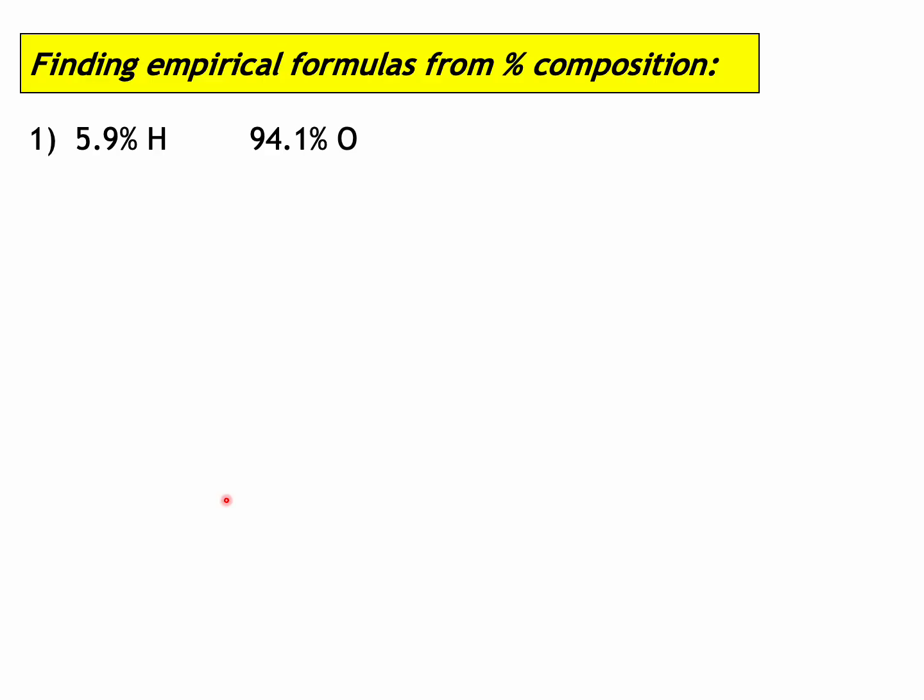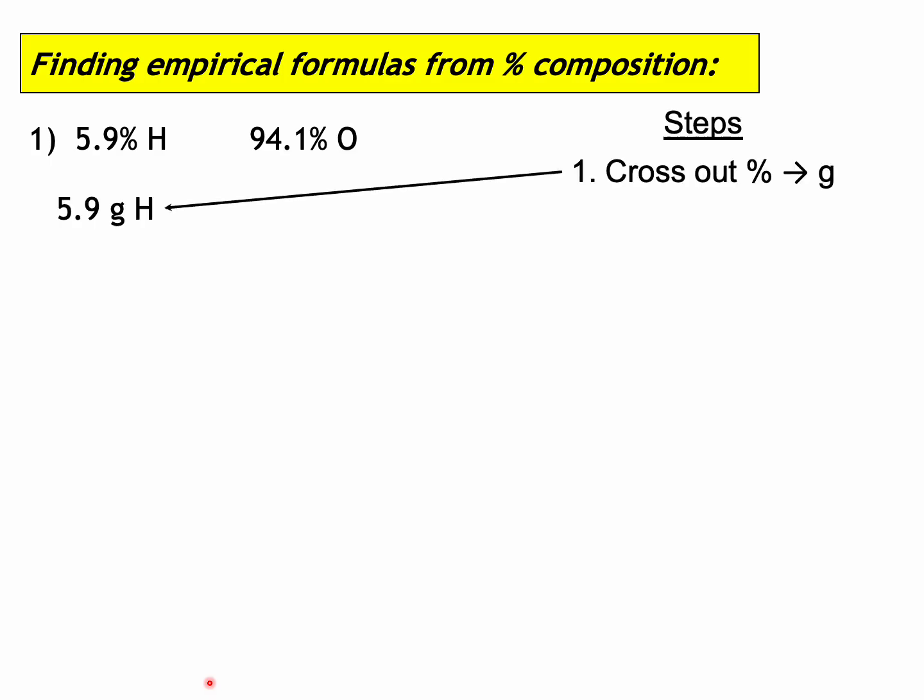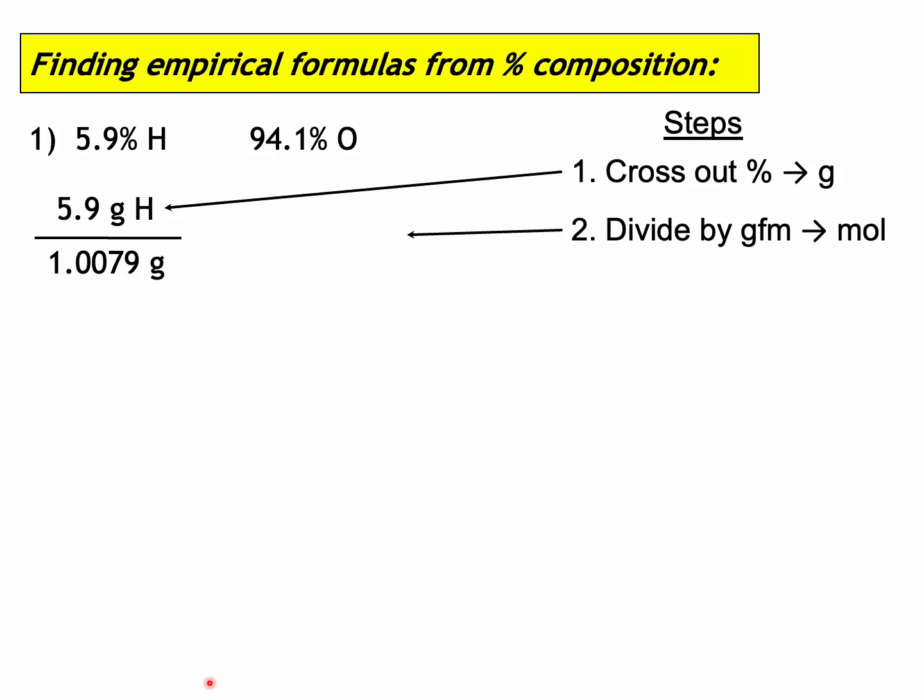So the way you would find the empirical formula from percent composition, there's a number of steps. First thing you would do is we're going to pretend that we have 100 grams, which allows us to get rid of that percent and just change it to grams. So instead of 5.9% hydrogen, we have 5.9 grams of hydrogen. Can't do anything directly with grams at this level of chemistry, so we're going to convert to moles by dividing the grams of hydrogen by the molar mass, or the GFM of hydrogen.